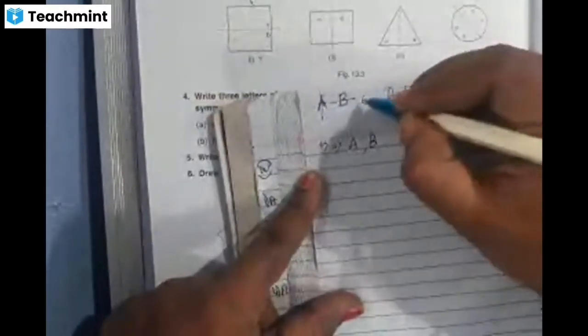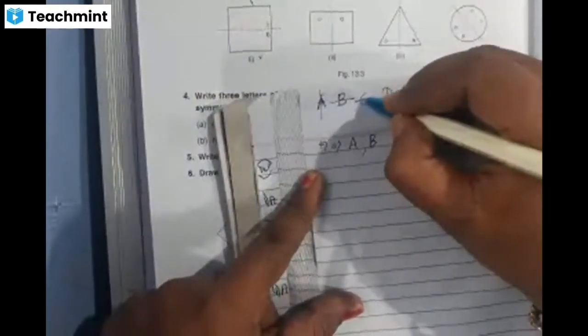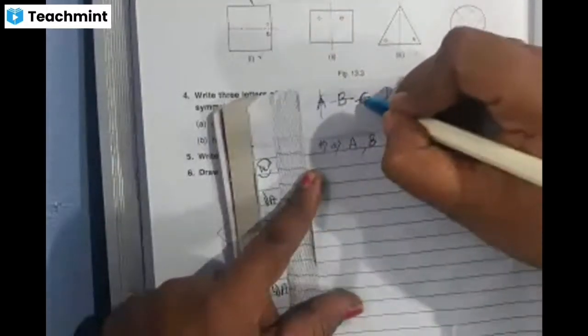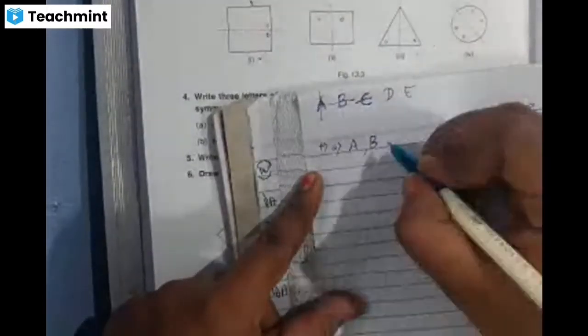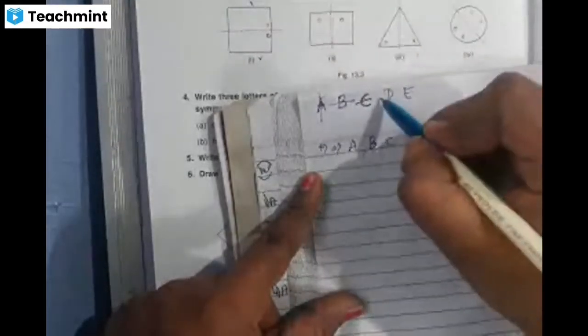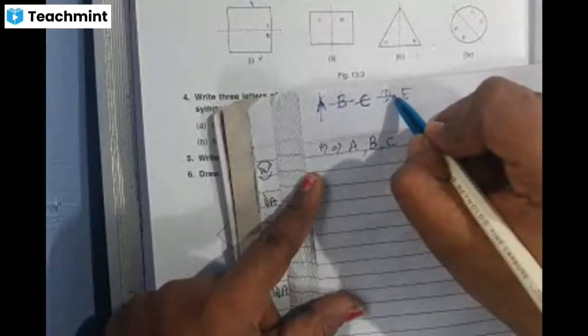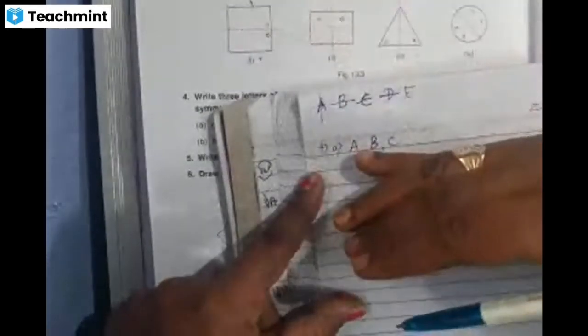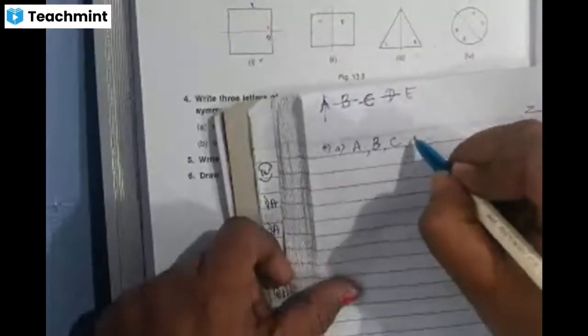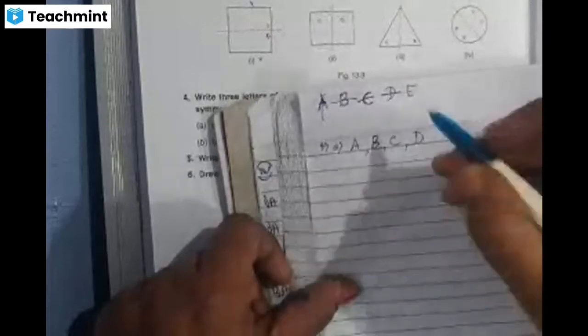What about C? C also, when I fold it about this line, the above part is going to coincide here, right? So how many lines of symmetry do you get here? Only one. Same with the letter D, children. D also, if I draw a line of symmetry here and fold the above part to the below part, then you observe there is a line of symmetry with the letter D.